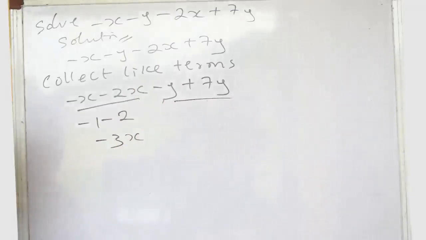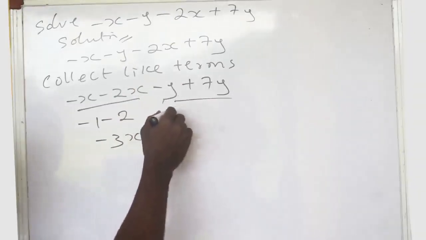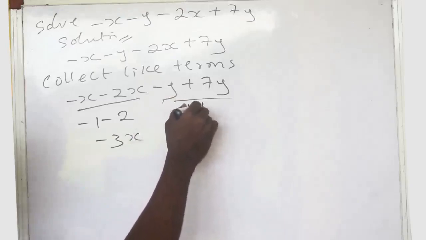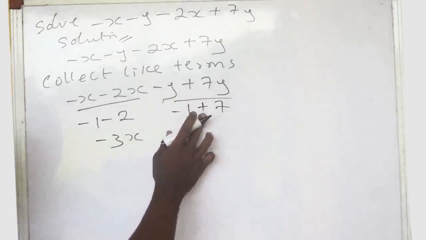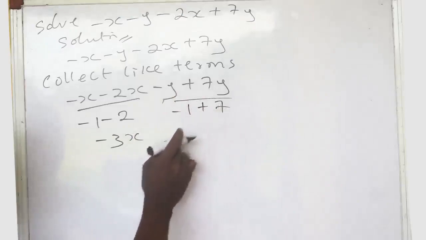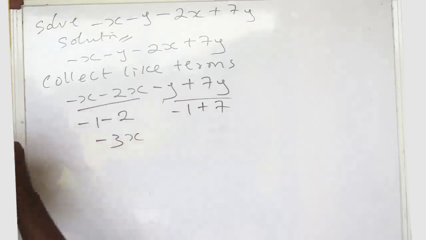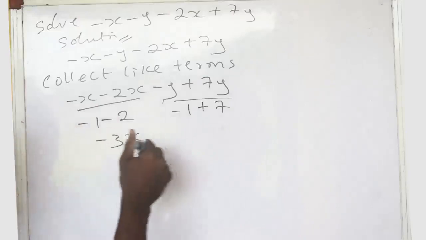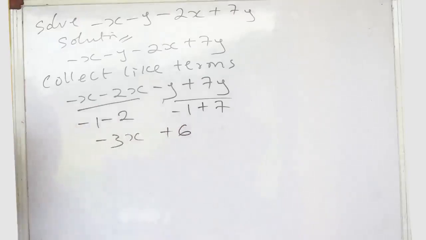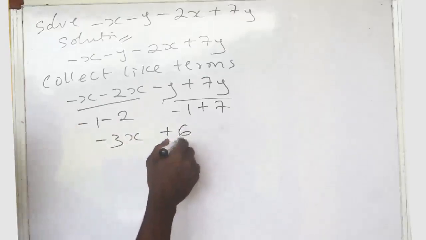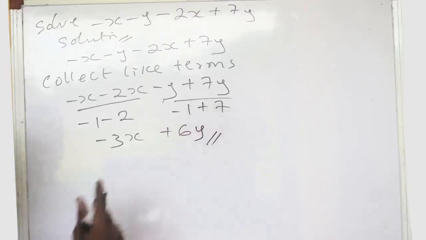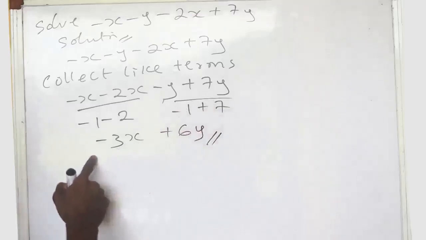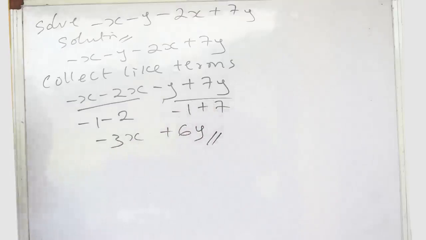Y. When you are not seeing y, you are seeing minus 1, you are seeing plus 7. Minus means you are owing 1 naira. Plus means you are paying 7 when you are owing 1. That means the seller will give you extra money, which is 6. Then plus 6. What variable gave us this plus 6? Y. So this is the answer. The coefficient of x here is minus 3. The coefficient of y is plus 6.